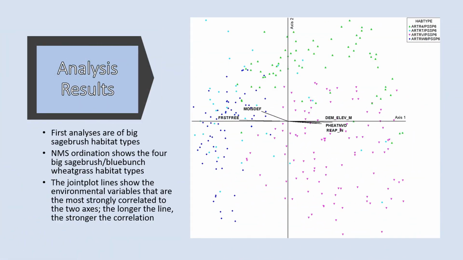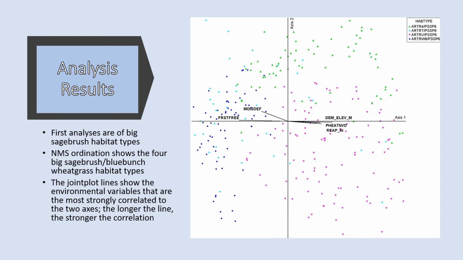We have some preliminary results of our first analyses of sagebrush habitat types. The NMS ordination shown on the right contains an ordination of the four big sagebrush, bluebunch wheatgrass habitat types: three-tip sagebrush, basin big sagebrush, mountain big sagebrush, and Wyoming big sagebrush. The joint plot lines show the environmental variables that are most strongly correlated to the first axis and a little to the second. The Wyoming big sagebrush and basin big sagebrush sites, which are the dark blue and light blue symbols, are gathered on the left side of the ordination and are strongly correlated with a greater number of frost-free days and a higher soil moisture deficit.